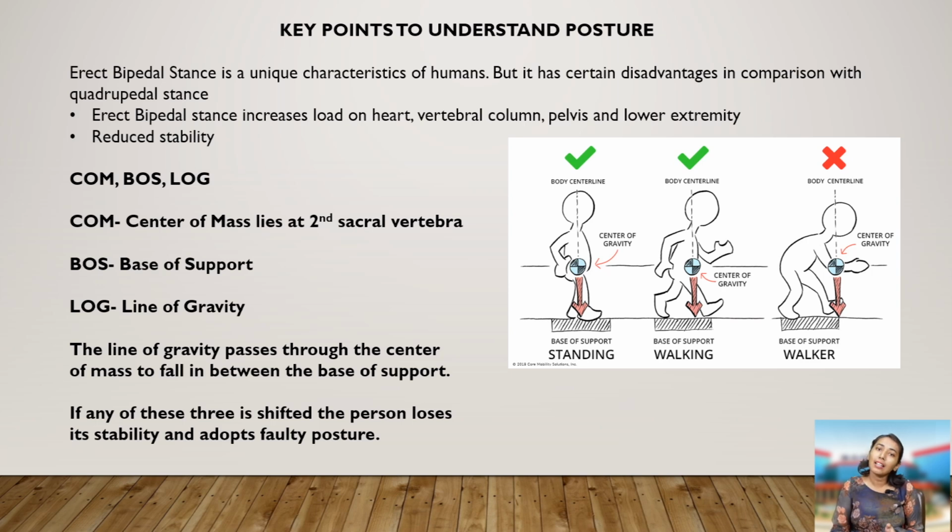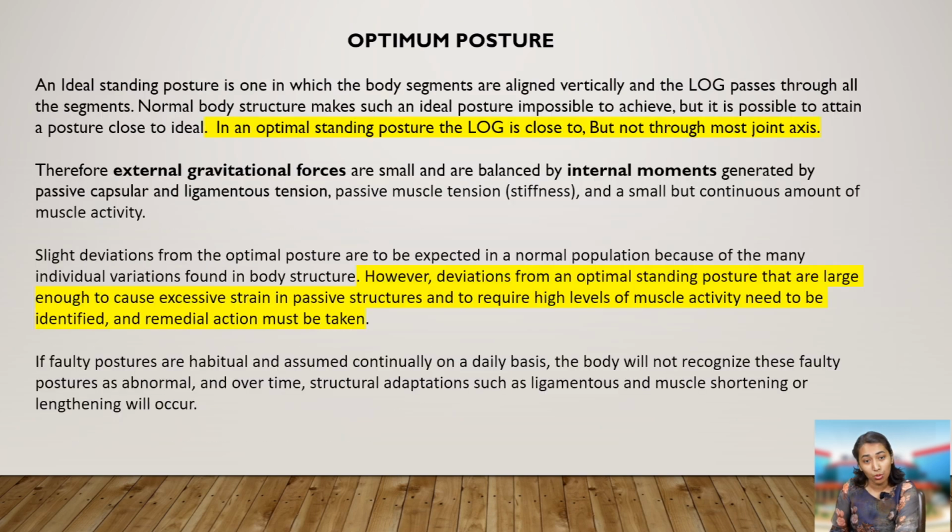Then the third thing is the line of gravity. The line of gravity is an imaginary line that passes through your center of mass so that you can maintain an erect standing position where there is minimal muscular activity, minimal internal activity being used against the external gravitational force. Now, all these three things have to be in the same proportion, in the same line, so that the individual does not adopt a faulty posture.